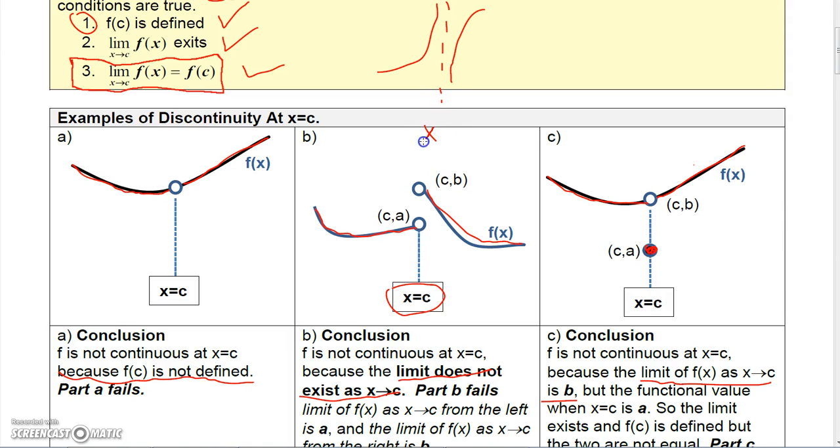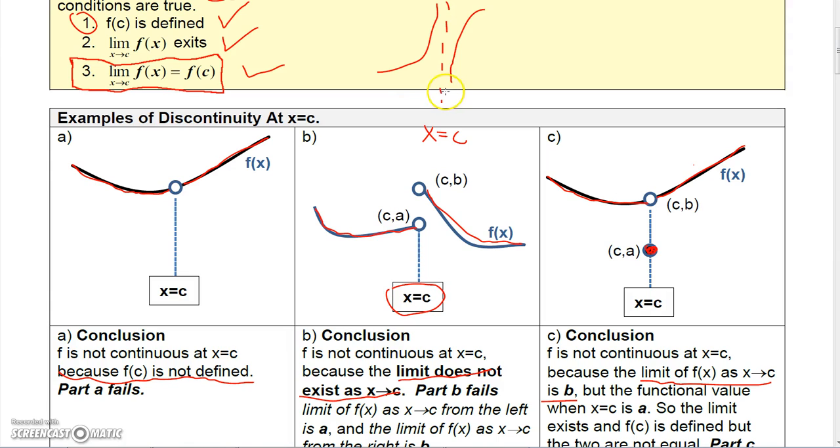Let's say x equals c is that vertical line. Well, if we had a vertical asymptote and you tried to trace the graph, you could trace this side, but then you would eventually have to pick your pencil up and then get over here and trace this side. So obviously, the function wouldn't be continuous at a vertical asymptote as well.